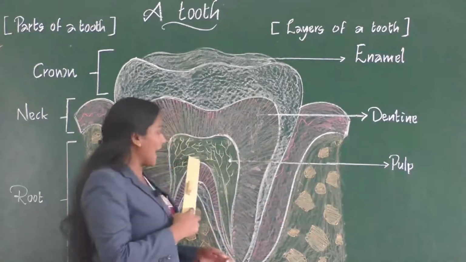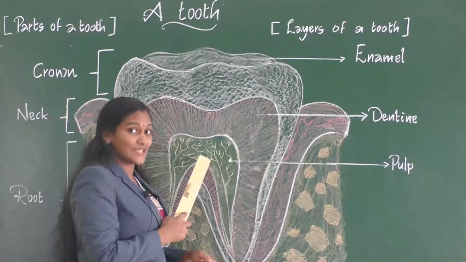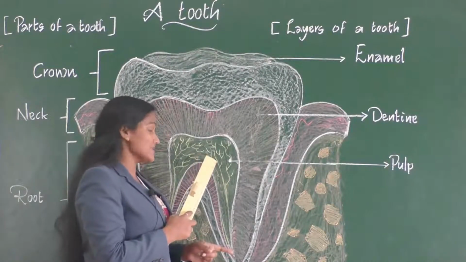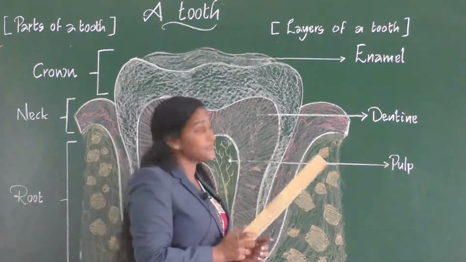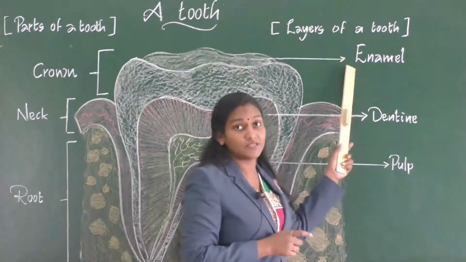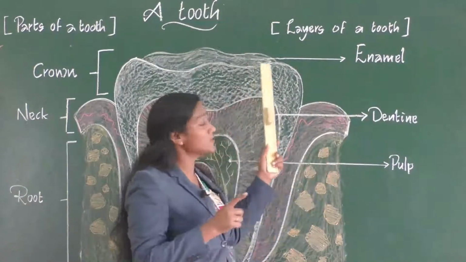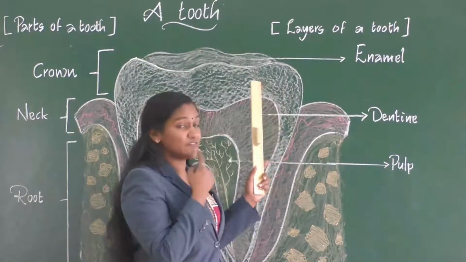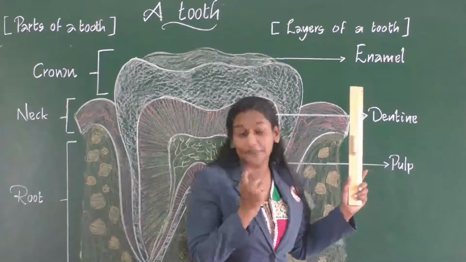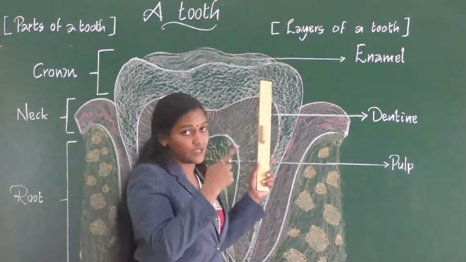Here we have the blood vessels. It has the blood vessels as well as the nerves. Is it clear? One more time I will repeat. First one, it's enamel, the outer layer, which we can see, right? This portion, that is the enamel, which is visible to us.